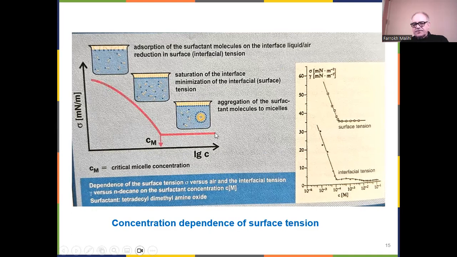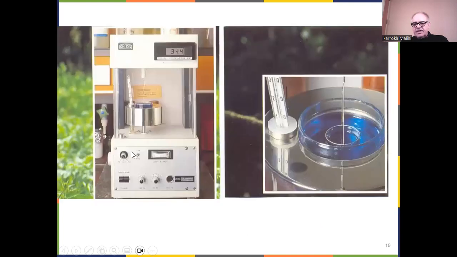and we reach a minimum surface tension. This can be measured using an automated tensiometer, which is basically a precise balance, as shown here. There is a ring that is pulled out of the liquid, and at the breaking point, the highest tension is applied to this balance, and that is measured as the surface tension at that point.